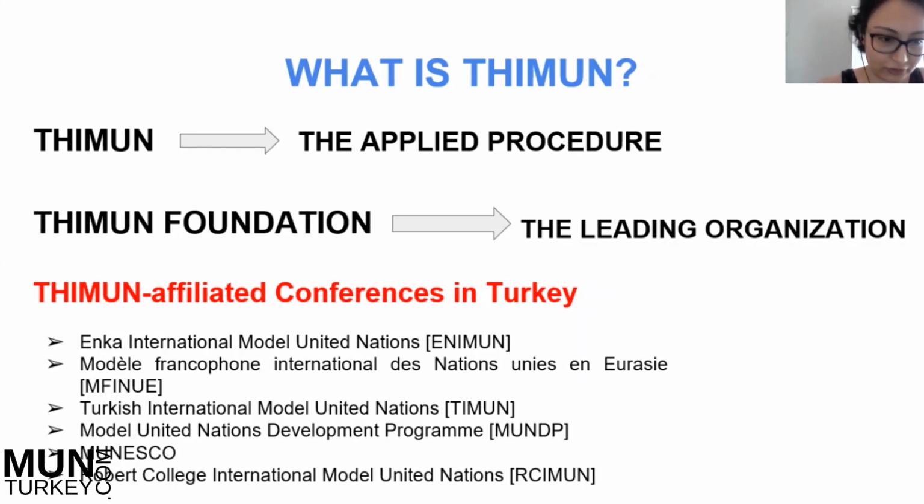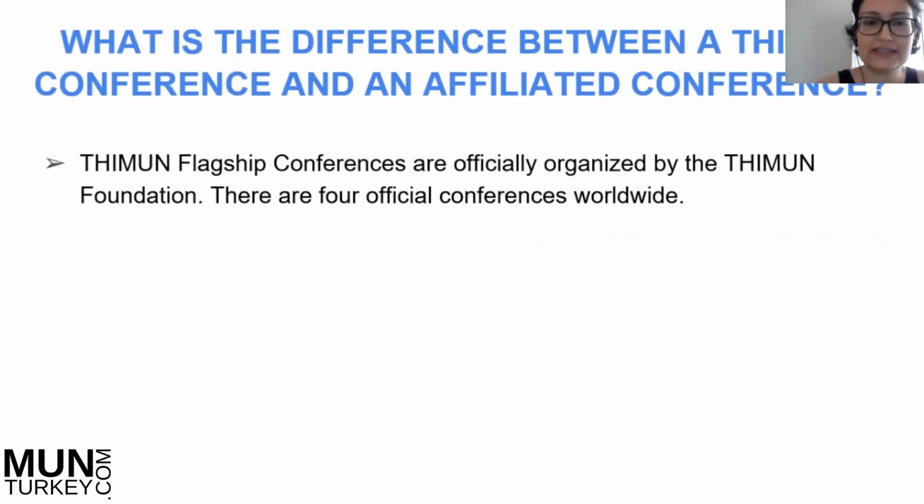We have THIMUN, we have UNESCO, which is actually held in Ankara. And lastly, we have Robert College International Model United Nations. These conferences are officially affiliated by THIMUN. Let's move on. So what is the difference between a THIMUN conference and an affiliated conference? That's the thing I just mentioned.